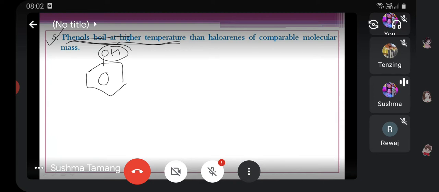So when we talk about polar molecules, the strongest is hydrogen bond. So hydrogen bond means it will have a very high melting point. Phenol has OH, so it can easily form hydrogen bond with the rest of the molecule. So for this reason it will have a high boiling point. This is intermolecular hydrogen bond, because the hydrogen bond is formed between two different molecules.